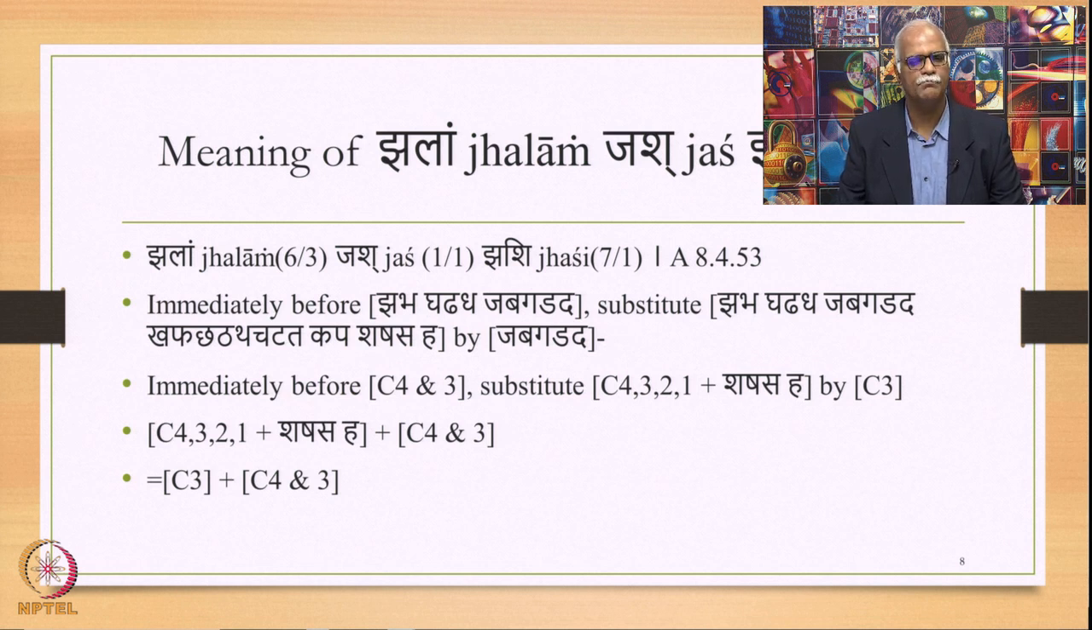I repeat, immediately before consonants in column 4 and 3, substitute consonants in column 4, 3, 2, 1 plus sha sha sa and ha by consonants in column 3. In the form of an equation, we can write the same thing in this fashion, namely C 4, 3, 2, 1 plus sha sha sa ha plus C 4, 3. In this situation, C 4, 3, 2, 1 plus sha sha sa ha will be substituted by C 3 and the output would be C 3 plus C 4 and 3.